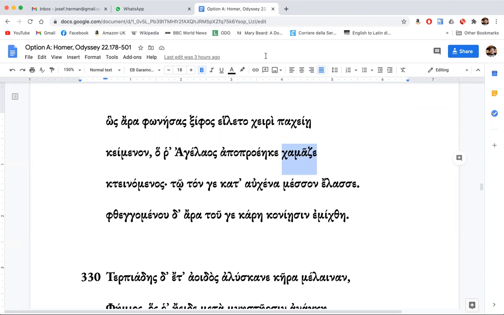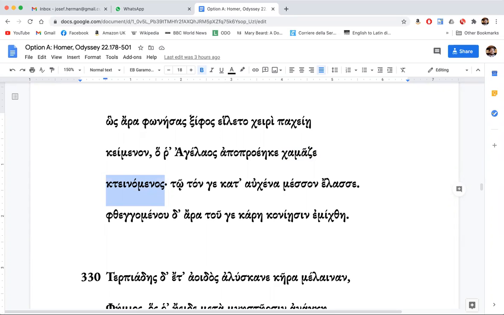Okay. And then you have this participle kteinomenos. Okay, this is from the verb kteino, to kill, which means the same as apokteino. And this is a passive participle from that verb. So it means being killed. In other words, this is the sword that Agelaus had dropped as he was being killed.